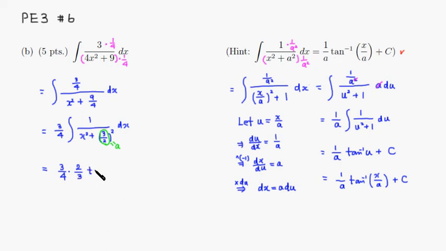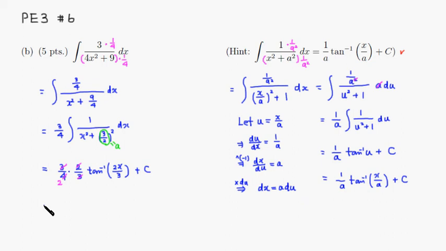Then you have x over a, so it's going to be 2x over 3. Then you have plus some constant c. After that, you just have to clean up a little bit. You see that the 3 on top and 3 on the bottom cancel out, and the 2 on top and the 4 on the bottom, so it is going to be 2 on the bottom.